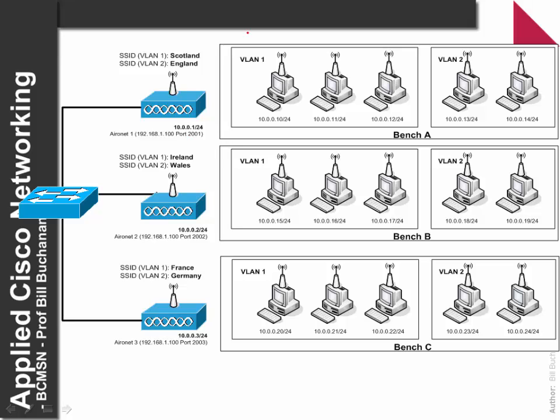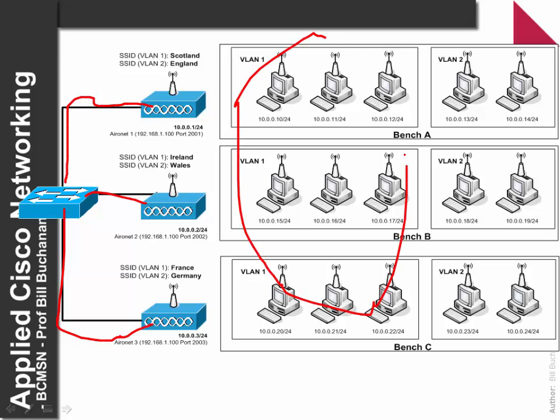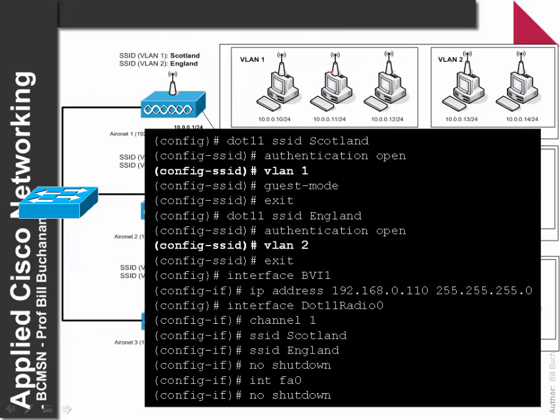So this shows an example of VLANs. We would set up on this AeroNet trunking route to the switch, trunk here and a trunk here, and then all these nodes can connect to the same VLAN. So on a wireless access point we can define the SSID that we're going to allocate. In this case we have an SSID of Scotland. We assign that to VLAN 1, and for England we assign it to VLAN 2.